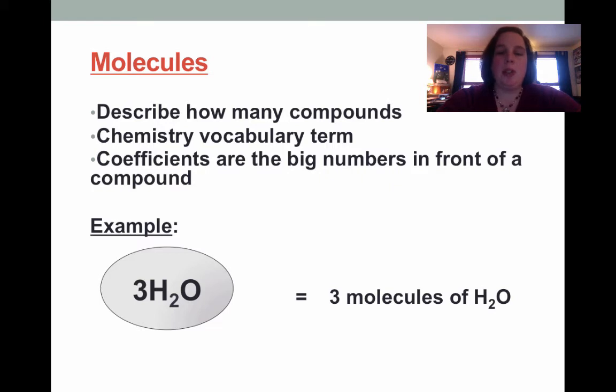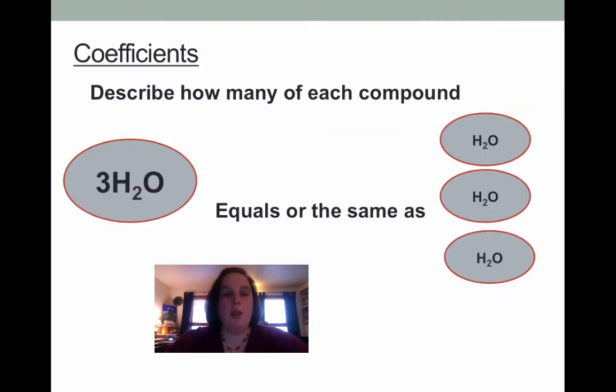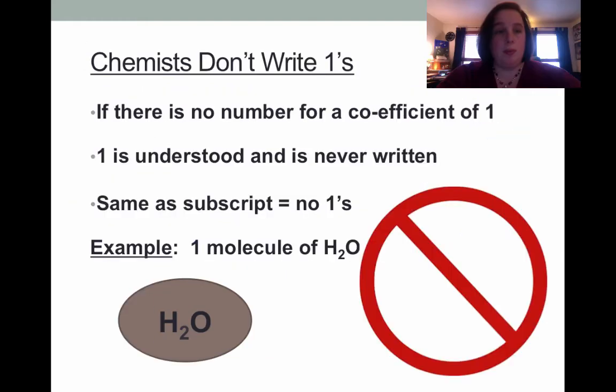So coefficients are the big numbers in front, and what they do is they tell you you have 3 molecules of that compound. So I have 3 molecules of water here. Coefficients describe how many of each, or if you take a look at it, 3H2O, what does that mean? It means you have H2O plus H2O plus H2O. You have 3 of them. That would be a lot to write, so this is a much simpler way to do it, which, as you know, in chemistry is what we like to do.